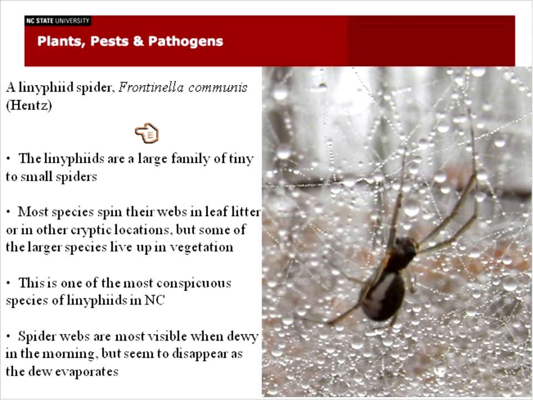I see some of the larger ones, like this Frontinella, they may spin their webs up in vegetation and therefore be more conspicuous. And just in general, you see spider webs a lot. When you go out early in the morning, you can see them in shrubbery, you can see them in the lawns, and you wonder, where did all those darn spiders come from? But then as the sun comes up and dries off the dew, the webs just seem to disappear. They're still there, they're just not as visible anymore.